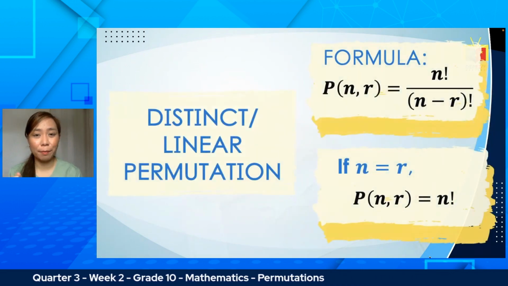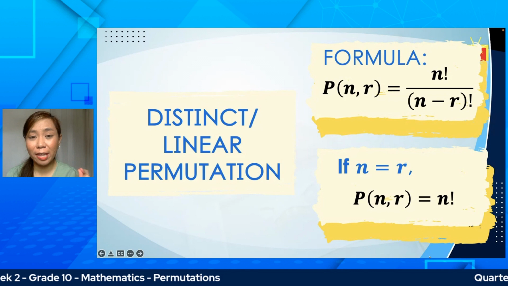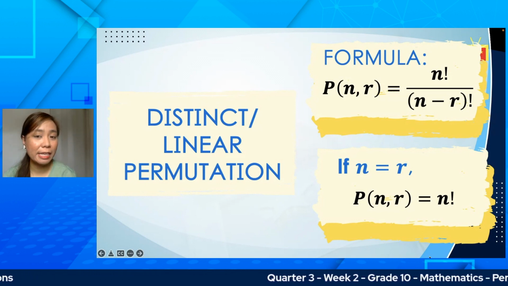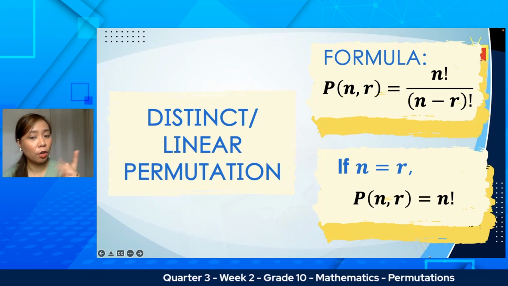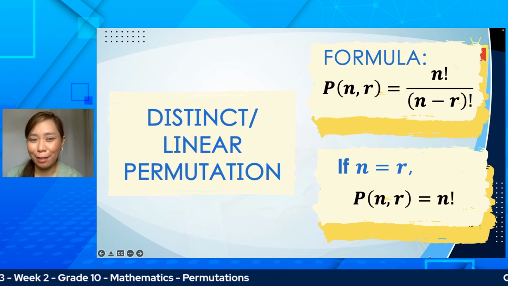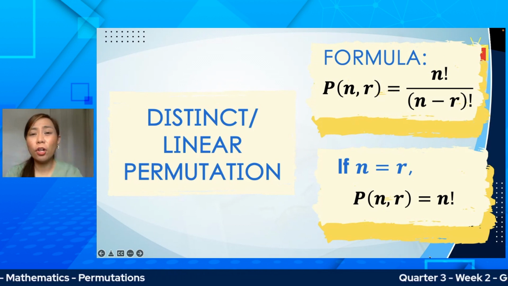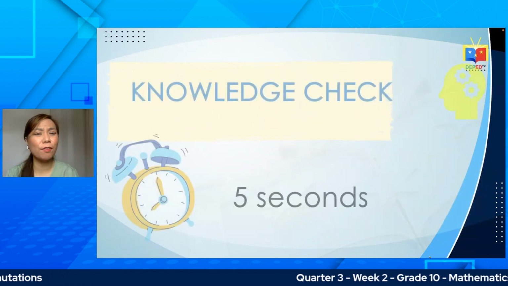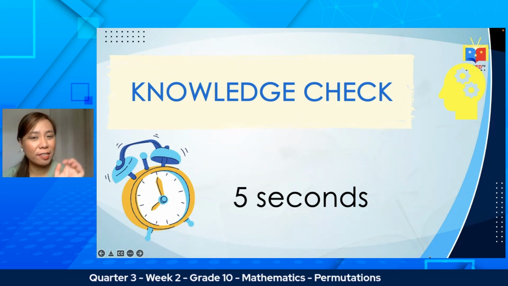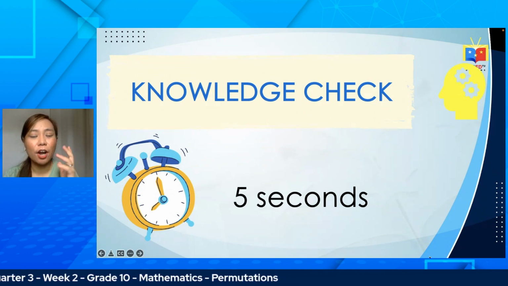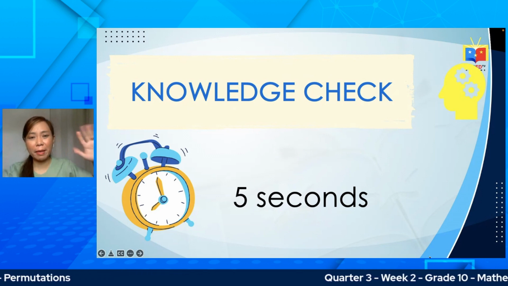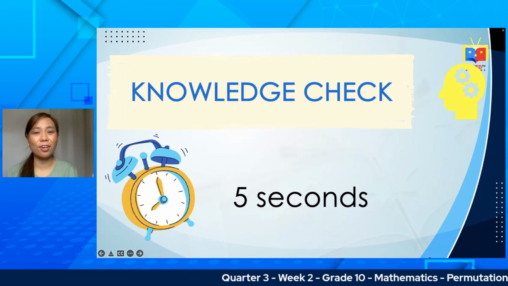And of course, our main permutation of n objects taken r at a time is equal to n factorial over the quantity n minus r factorial. Or if n is equal to r, simply use n factorial. With all this in mind, I guess you are ready for our knowledge check. So, you are given 5 seconds to think of the answer for each of the questions. Ready? So, shake a bit, and let's try to answer the problems.